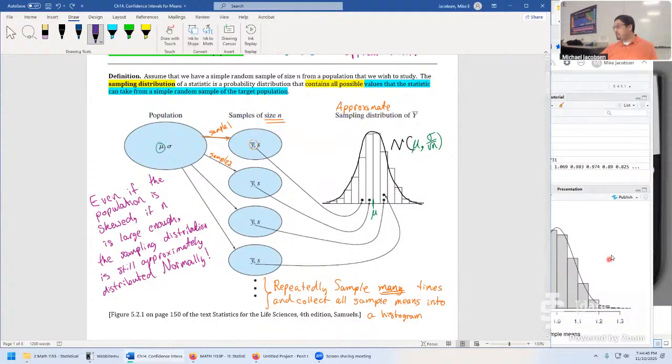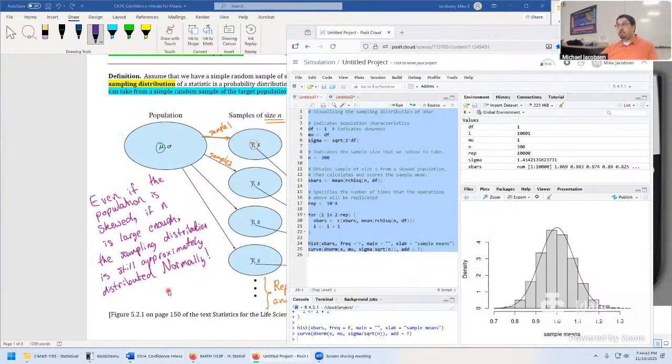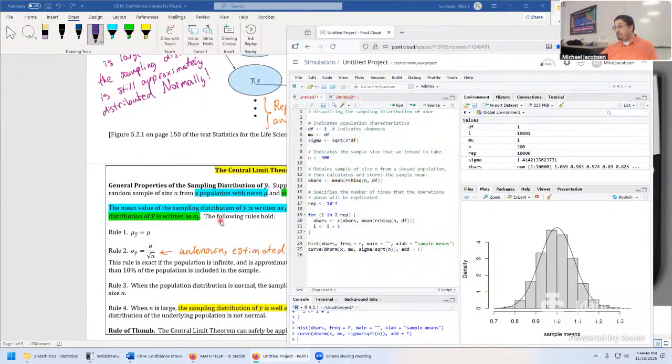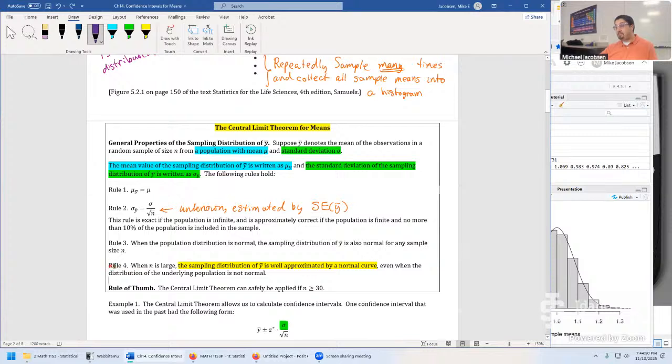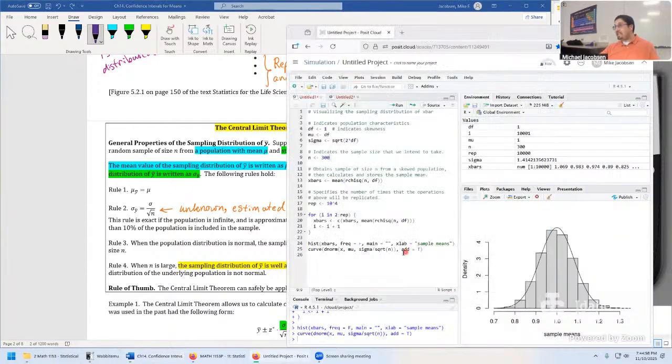The central limit theorem didn't care how skewed the underlying population was. We can control the skewness and make it worse and worse. But the central limit theorem is all about this statement, rule 4. If the sample size is large enough, the normal curve pops out. So that's seeing it as a simulation.